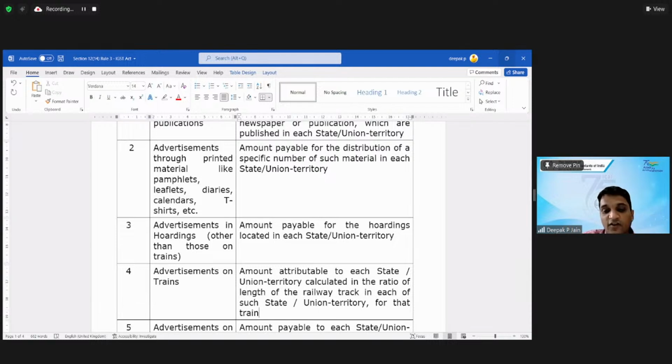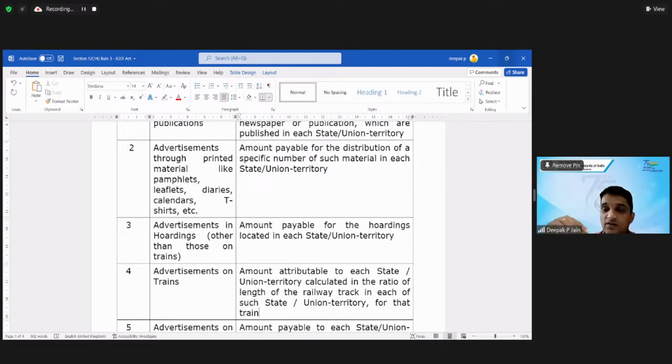or union territory for that train, because that train is traveling from Bangalore, crossing Andhra Pradesh, then going to Maharashtra, then it is going to Delhi. So it is covering 4 states. Okay, so the service is distributed in all the states because people from all these states will watch this advertisement. Correct? So the place of supply has to go to each of the states. So that's why they've said in such cases, the amount attributable to each state or union territory is calculated in the ratio of length of the railway track, not the length of the train.